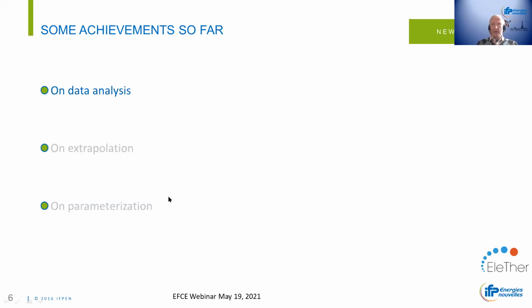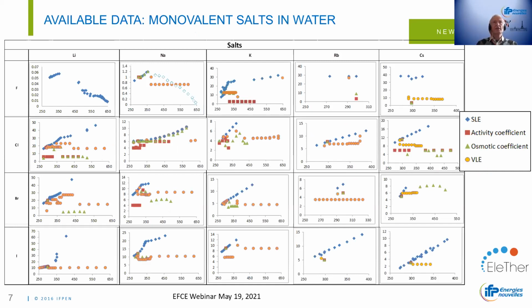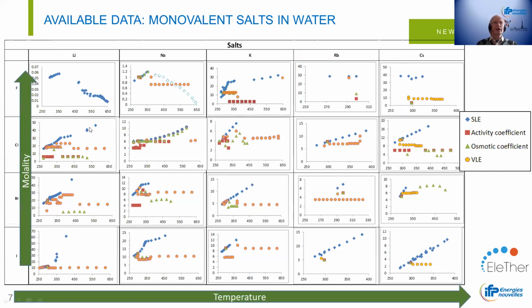So, data analysis. For data analysis, I've selected a very simple case, in fact, to show you the procedure. The simple case is monovalent salts in water. Here we have an example: each of these little graphs shows one specific salt. You see the molality as a function of temperature, and you may first see in these plots that the range in molality that is covered is very different from one salt to the other. So lithium fluoride is of course very small, because lithium fluoride is almost insoluble, while for cesium fluoride or lithium iodide, you see that the scale is extremely large.